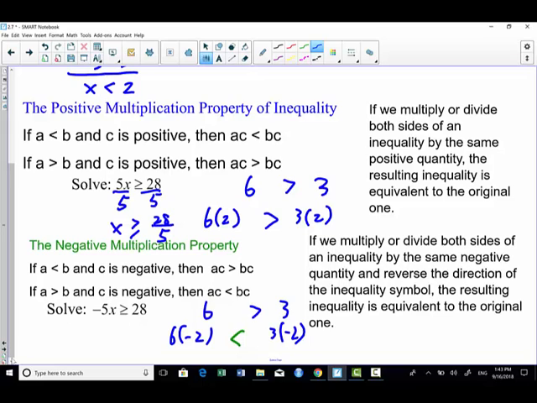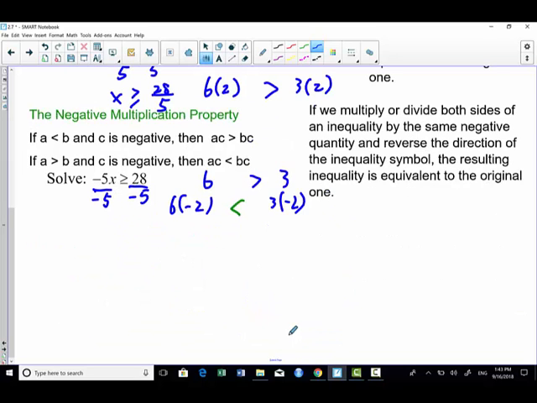So the example for negative multiplication property, negative 5x greater than or equal to 28. You're going to divide by negative 5 this time on both sides of this inequality. But when you divide by a negative number on both sides of this inequality, instead of greater than or equal to, you'll end up with less than or equal to.